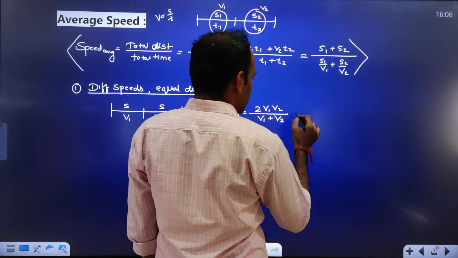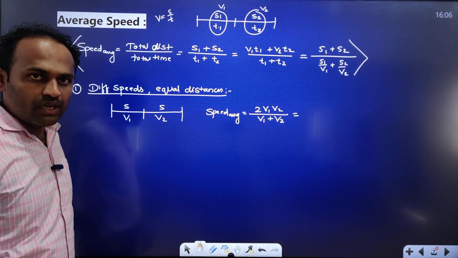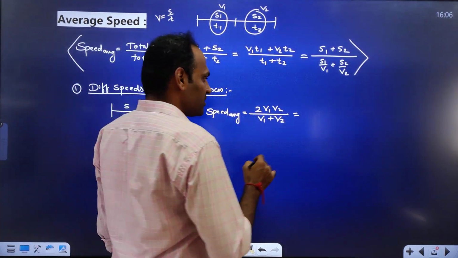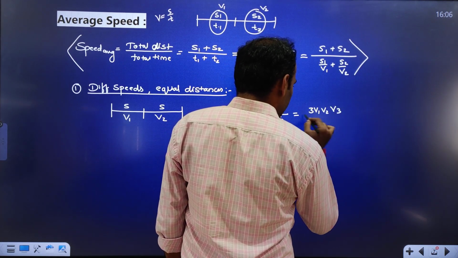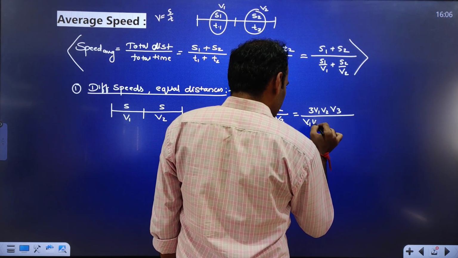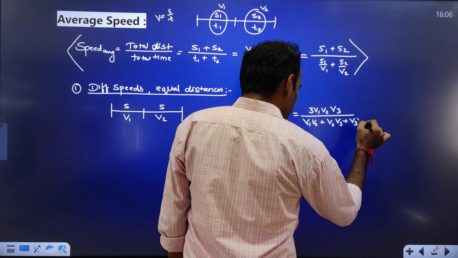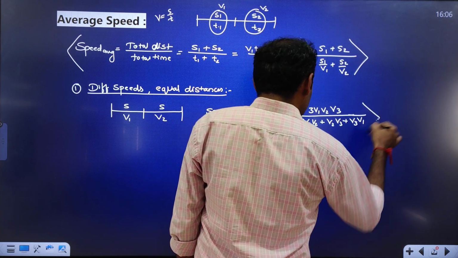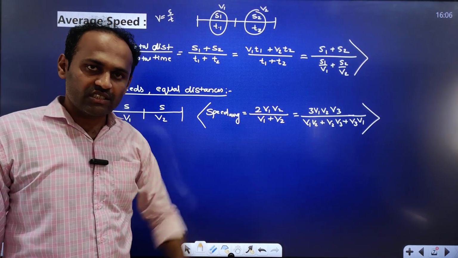Suppose three speeds were given, here we have two speeds, v1 and v2. Then it will be 3 v1 into v2 into v3 divided by v1 into v2 plus v2 into v3 plus v3 into v1. So this will be the average speed formula when the distances are equal. When two distances are equal, when three distances are equal, right?